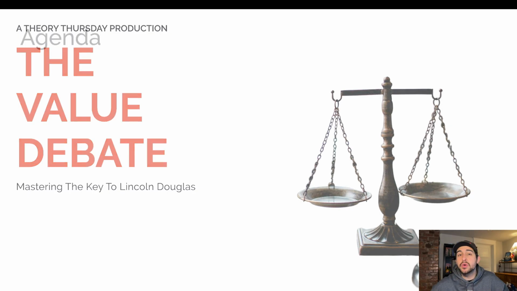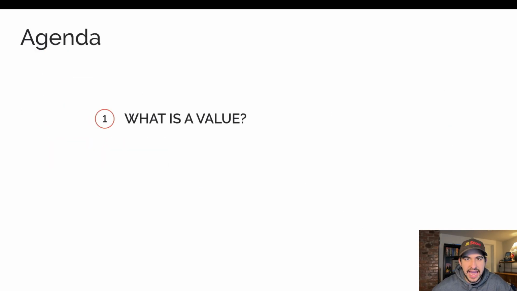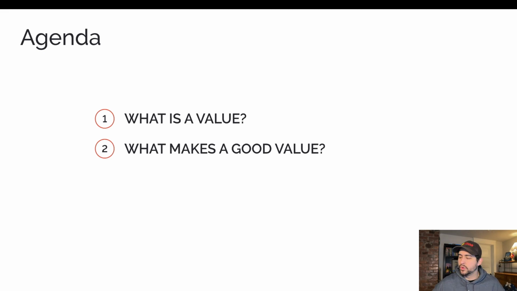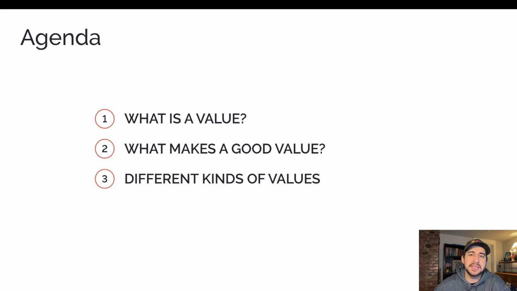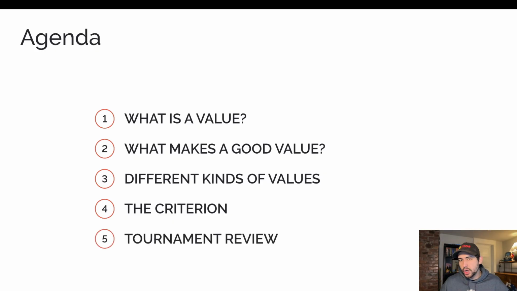But of course, I need to show you a quick agenda. What are we actually going to be looking at in today's round? Our first point is that we're going to talk about what a value actually is. Next, I'm going to show you what makes a good value. We'll talk about the different kinds of values that we see in Lincoln Douglas. Then I want to discuss the criterion, why that is important, where it comes from, what exactly does it do. And of course, I want to go over some recent values that I saw at the tournament for the resolution incrementalism is superior to radicalism. And we'll look over them, and I'll show you whether or not they were good, why they were good, and maybe how we can improve them if you wanted to use a value similar. But without further ado, let's get into our first point.